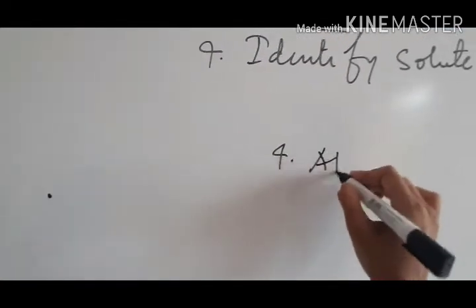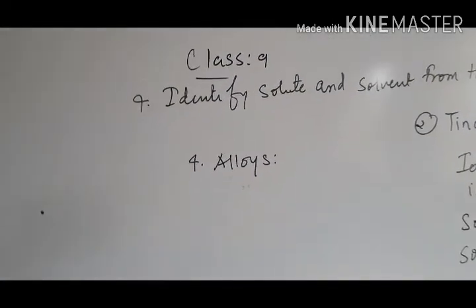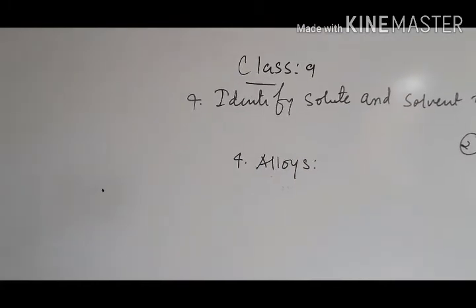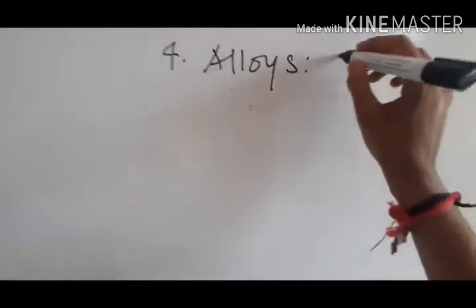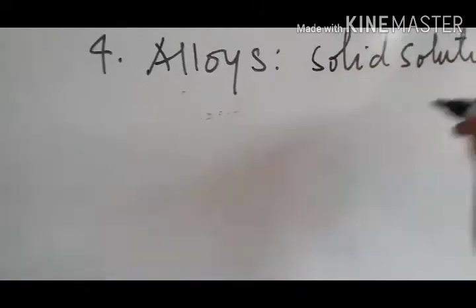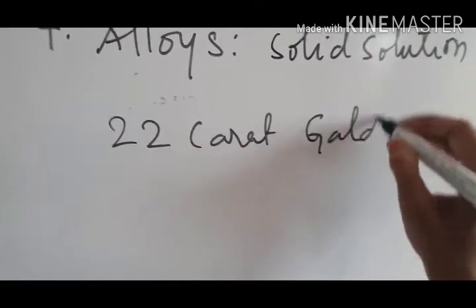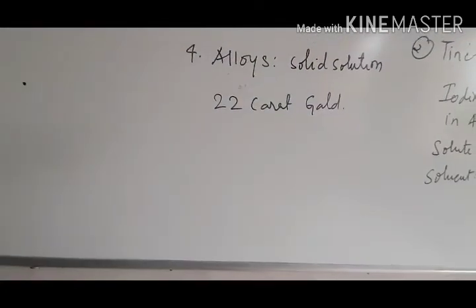The fourth one is given alloys. In alloys we have to find the solute and solvent. So alloys are an example of solid solution. Here 22 carat gold is taken. Find out the solution, solute and solvent in 22 carat gold.